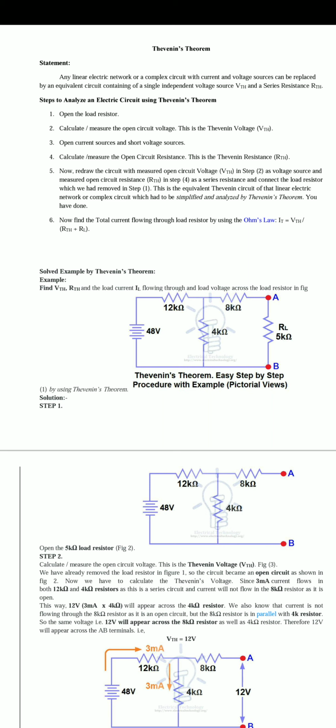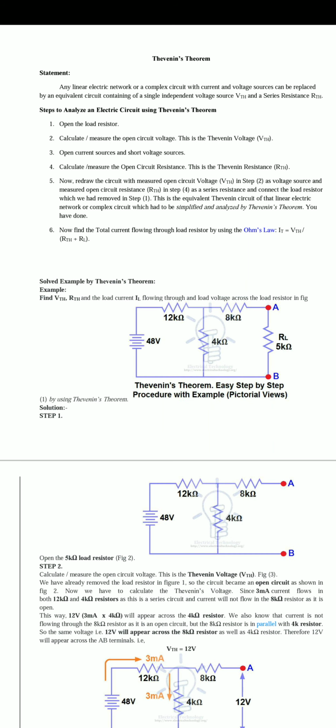First step, open the load resistor. Then calculate the open circuit voltage, that is Thevenin voltage. Second step, if current and voltage sources are both present in a single circuit, we open the current source and short circuit the voltage source. Then calculate the open circuit resistance.